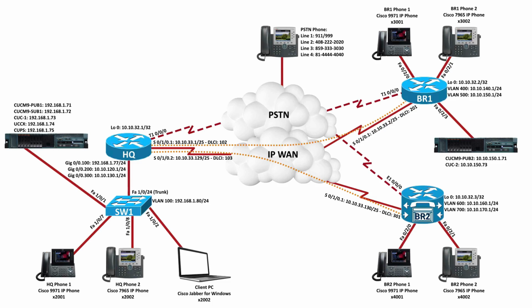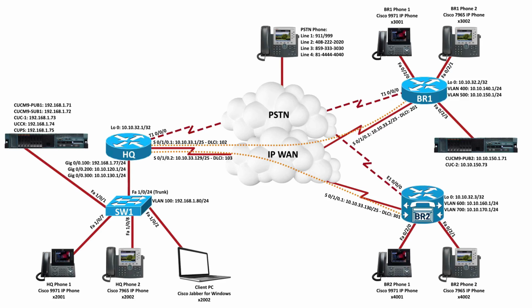But notice that at each of my 3 sites, I've got 2 IP phones. I've got a Cisco 9971 phone, and each of those have video cameras built in. And I've got a Cisco 7965 IP phone. Those are the models that, at the time of this recording, Cisco has published are on the actual lab. And I've also got a client PC at the HQ site that's running Cisco Jabber for Windows. And I've got a phone hanging off the PSTN that will be placing calls to and from as well.